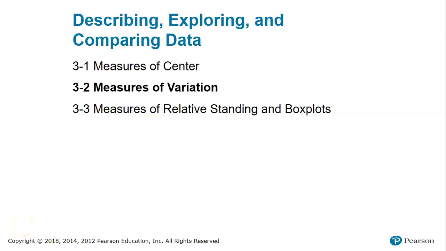Welcome back to Chapter 3. Today we're going to talk about measures of variation. So measures of center is what we covered in the last class, and that tells us basically where the middle of our data set is. Today we're going to be talking about how spread out the data is, and we're going to look at different measures for that.